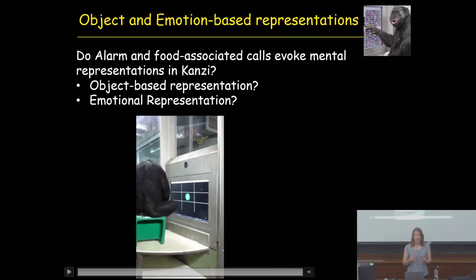Okay, so essentially what we did was we ran a very similar task with him, but we then interspersed the human word trials with bonobo call trials.